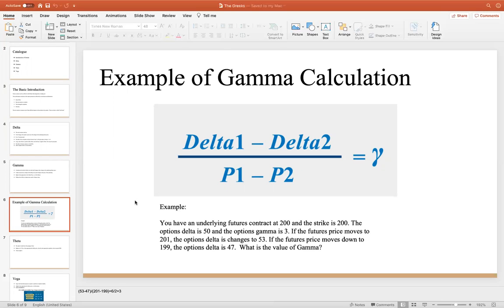So what is the value of gamma? This is very basic. We will see that the option's delta will be 53 when the futures price increases and be 47 when the futures price decreases. So the difference between the deltas is 6 and the difference between the prices is 2. So the value of the gamma is 3.